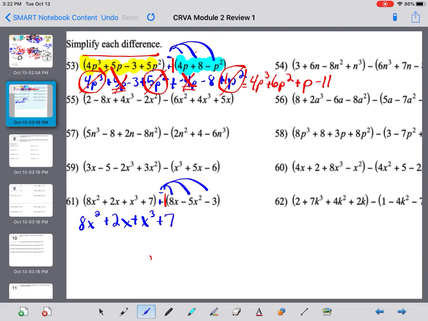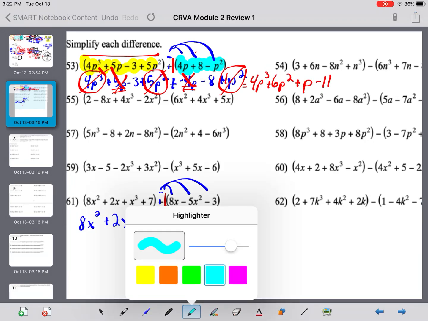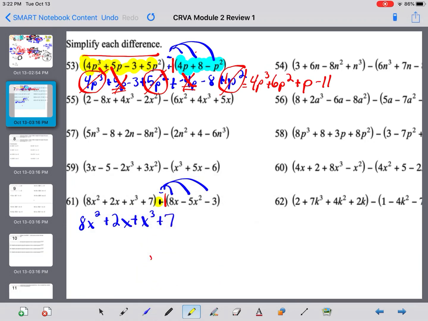Alrighty, so now let's distribute that negative 1 through. And I guess maybe I should say again why I'm doing that: it's to bring down a plus sign. Now I'm adding to that left polynomial. Let's distribute the negative 1 through now. So negative 8x, positive, because negative 1 times negative 5x squared is positive 5x squared. And negative 1 times negative 3 is positive 3.